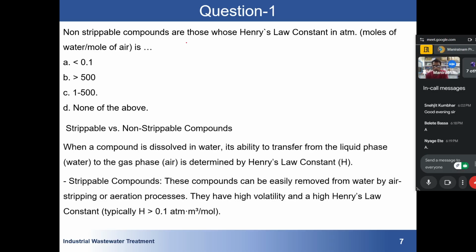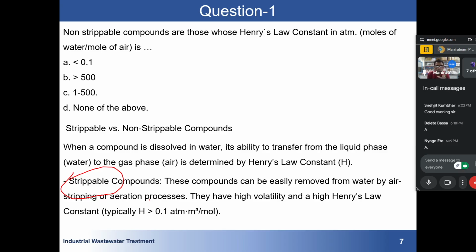Then I will be moving forward with the answer. This is a basic example of strippable versus non-strippable compounds. When a compound is dissolved, its ability to transfer from the liquid phase into the gaseous phase, we have already seen, depends upon the Henry constant. A strippable compound, as the name itself suggests, is one which can be easily removed. Those compounds can be easily removed from water by air stripping or the aeration process. Simply by aeration, you can remove it.